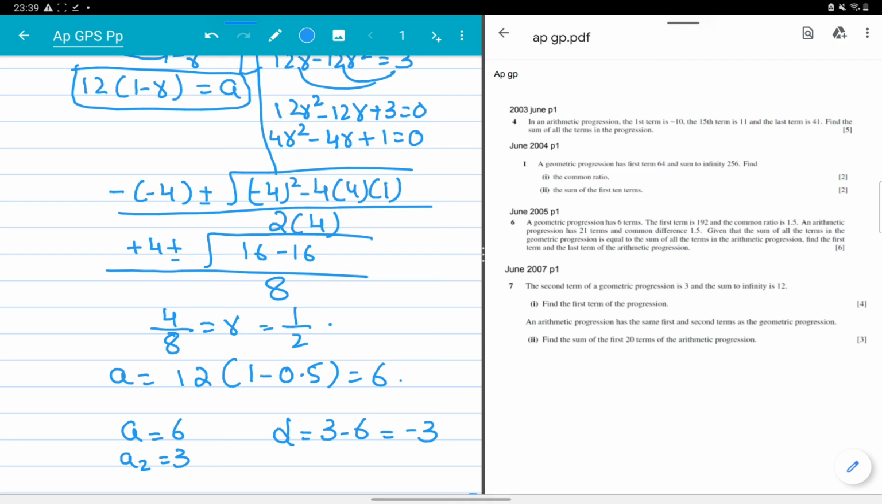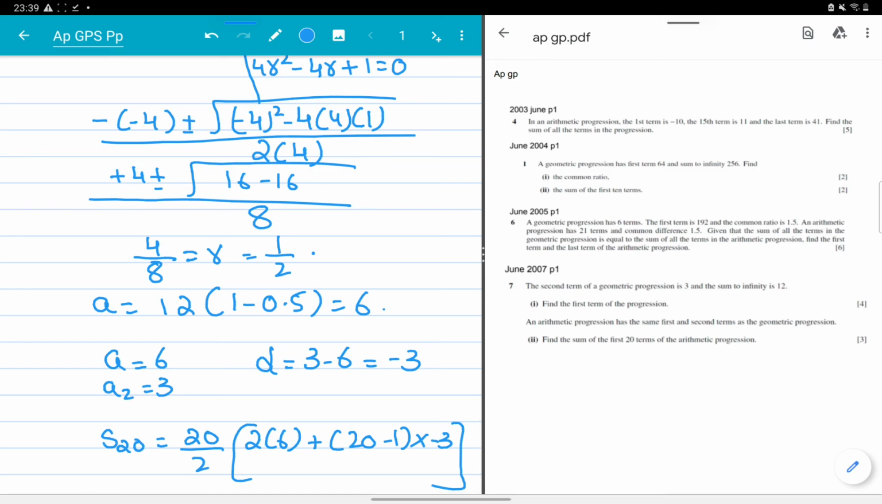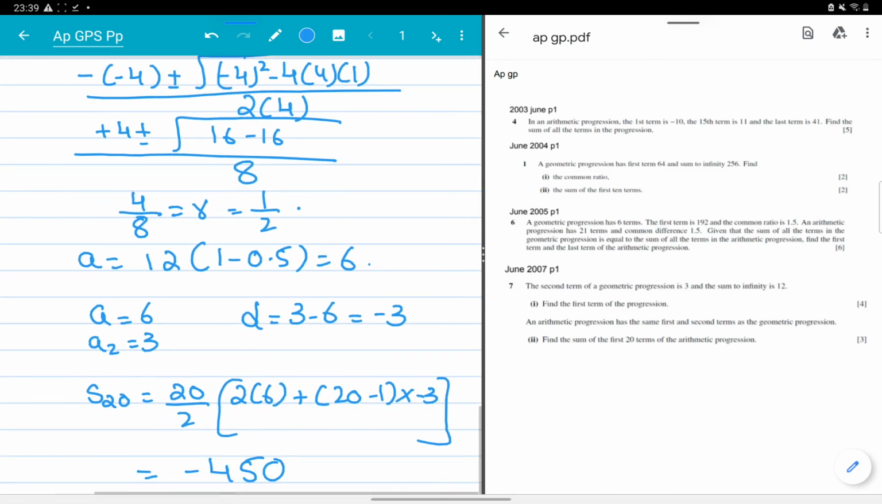After finding the value of r, we substitute that r value in our first term expression, which was 12 times (1 minus r). So r is 0.5, and instead of r we substitute the value 0.5 to find the first term. After finding the first term, the answer is 6. In the second part, they asked you to find the difference, and they said that the first and second term of the GP are the same as the first and second term of the AP. So if the GP first term was 6 and the GP second term was 3, the AP first term is also 6 and the AP second term is also 3.